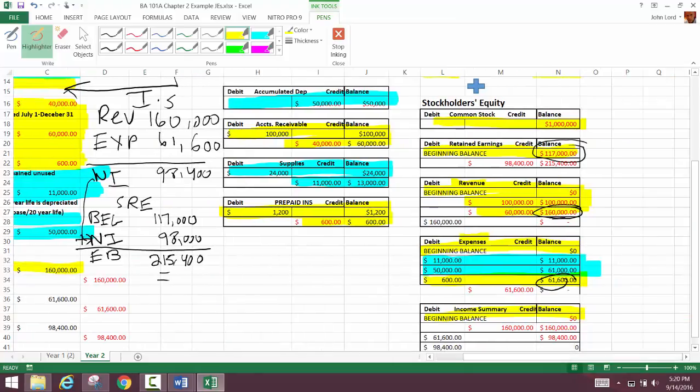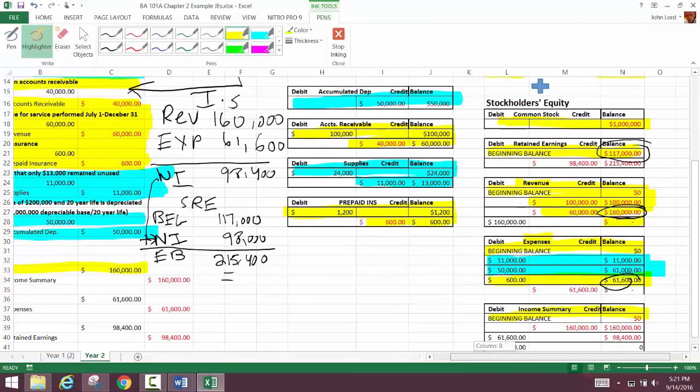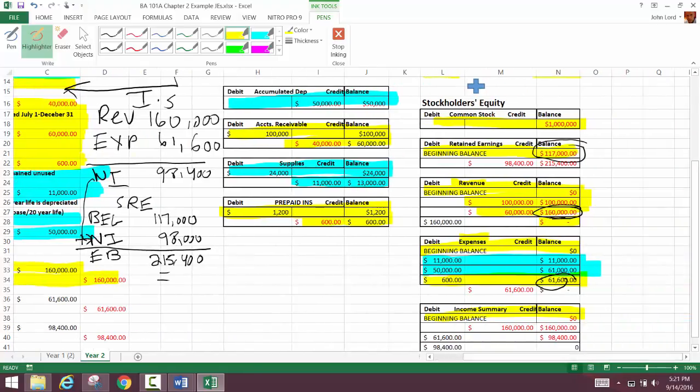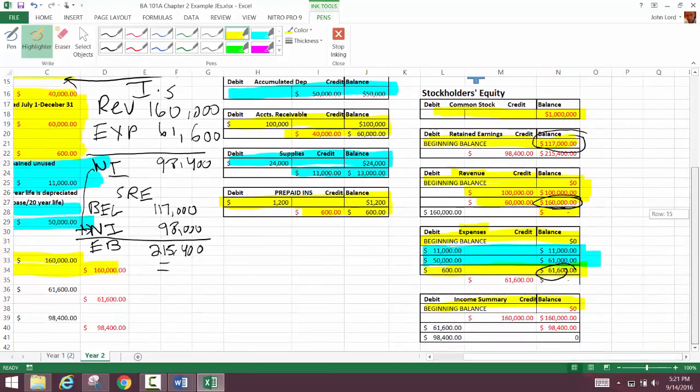Is it zero now? Excel just put a line there, and I forgot to put a zero in there, but that's zero. And then what? We credit income summary, just like we did. If you think you're having deja vu, you're not. This is the same thing we had done last year, right? We credit that into the income summary, 160,000.